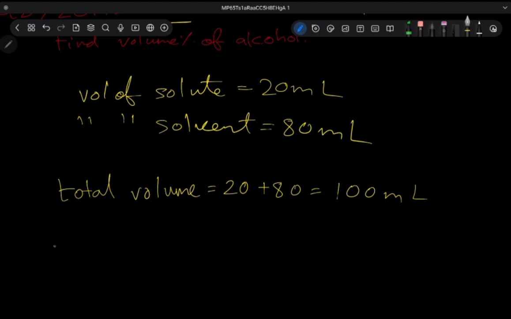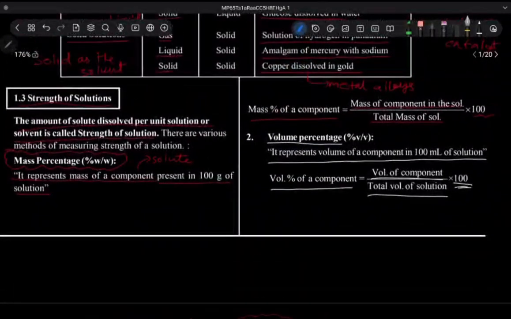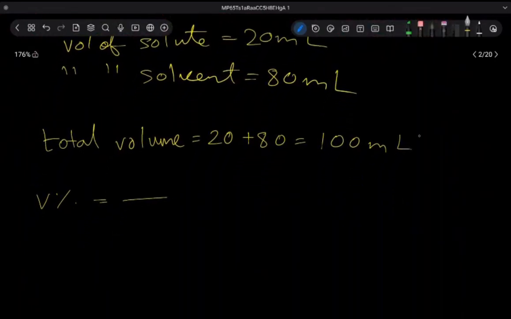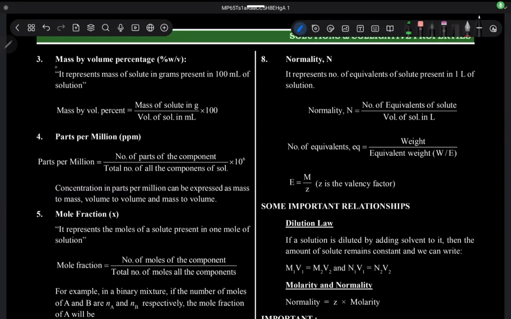The volume percentage formula is: volume percentage equals the volume of a component divided by the total volume of solution. So the volume of the component, the solute, is 20 ml, and the total volume is 100, into 100. The 100s cancel, giving 20%.